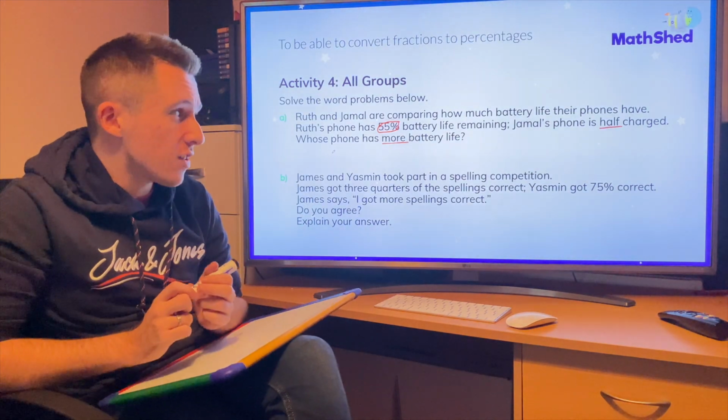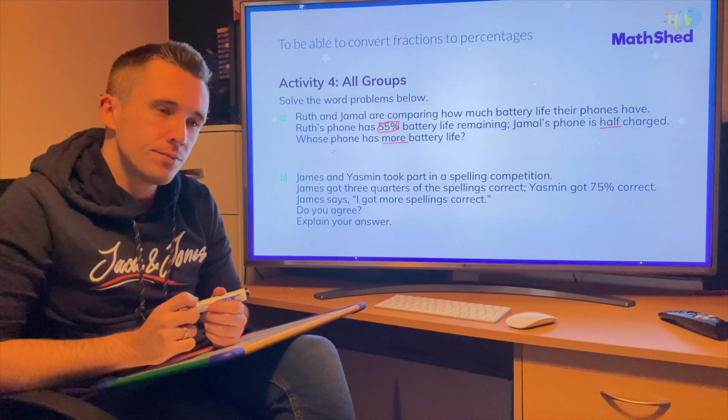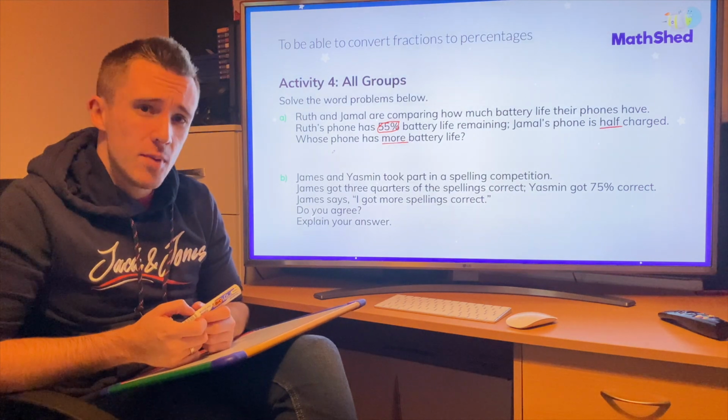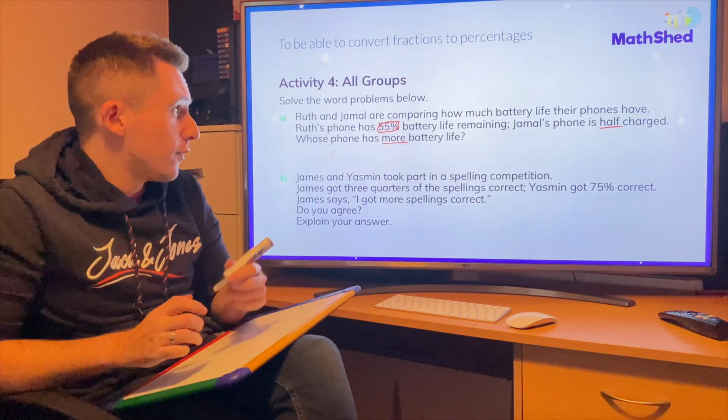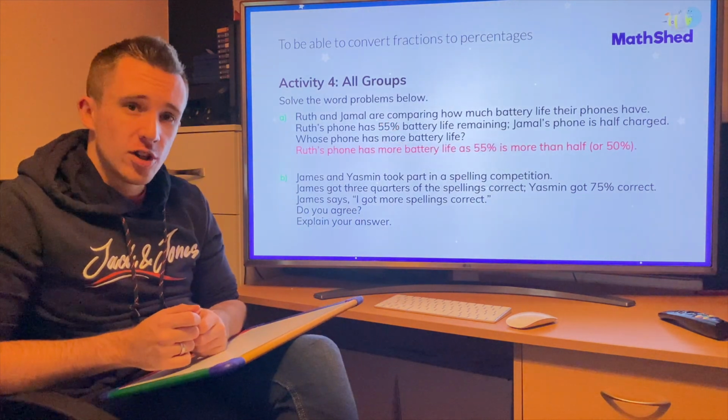We have 55%, we have half. What's half as a percentage? Well, that would be 50%. Who has more? The person that has 55%. So Ruth has more battery life.